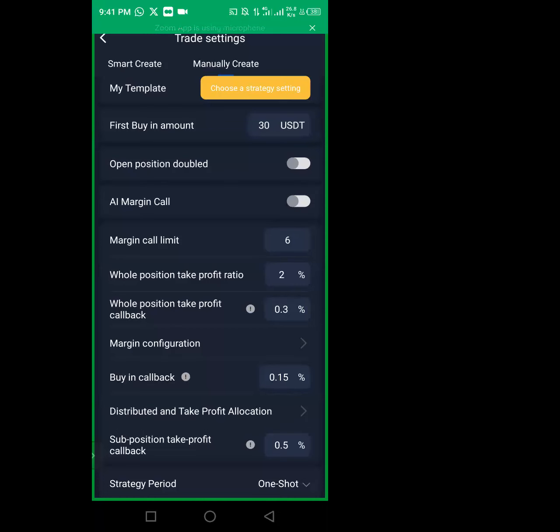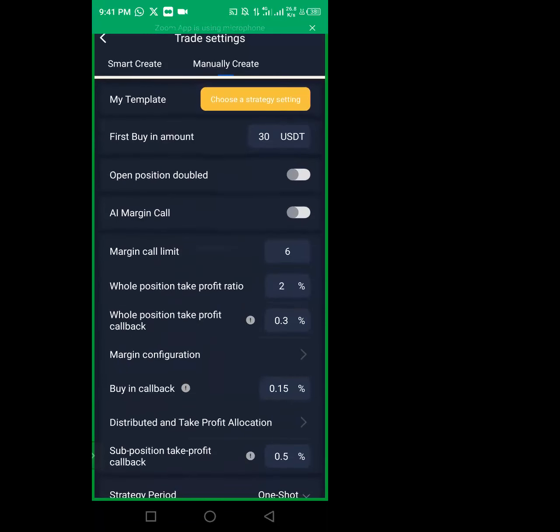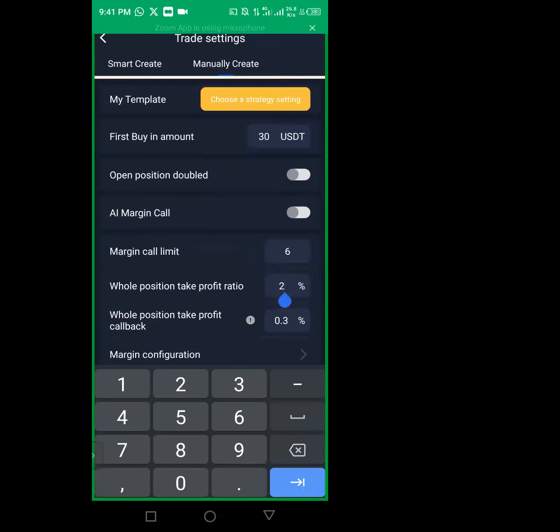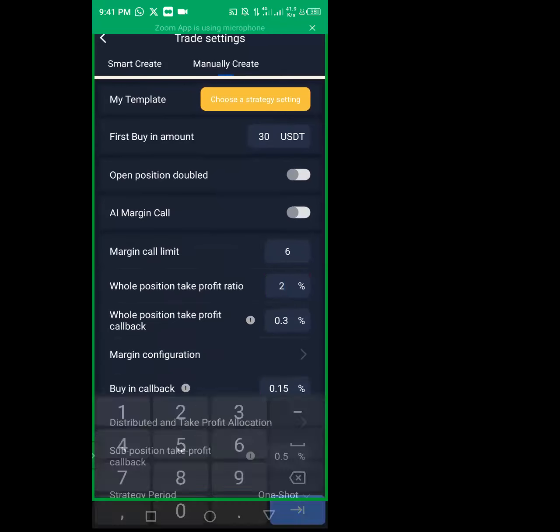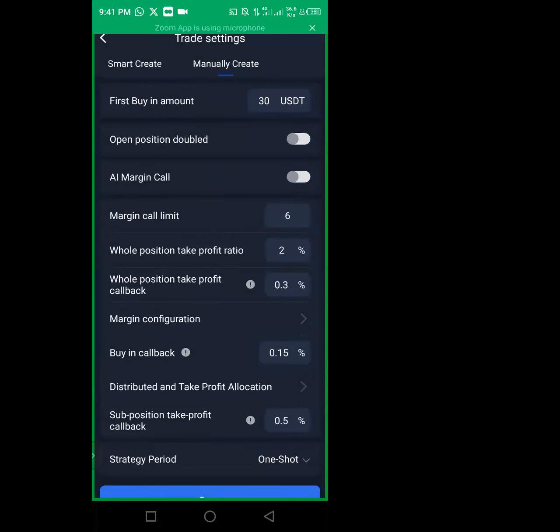Is it this whole position take profit? This whole position take profit, this one, which the signal comes with and says 2%. So some people might ask, since the fifth score and above, the robot sells them individually, can I also set individual take profit on them?